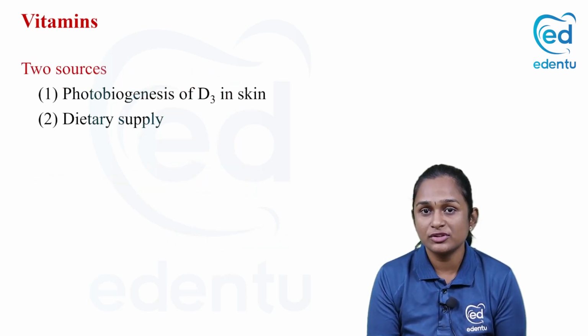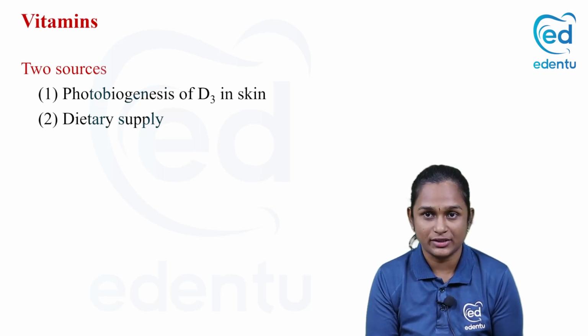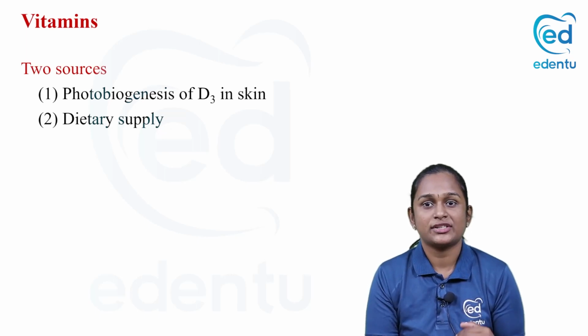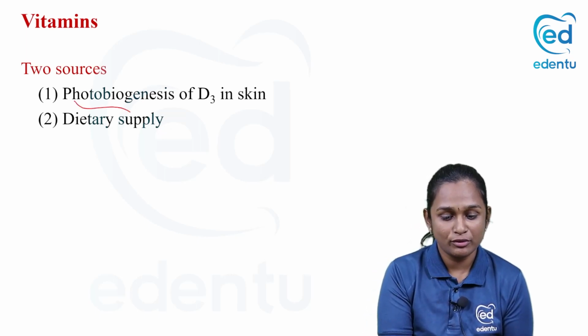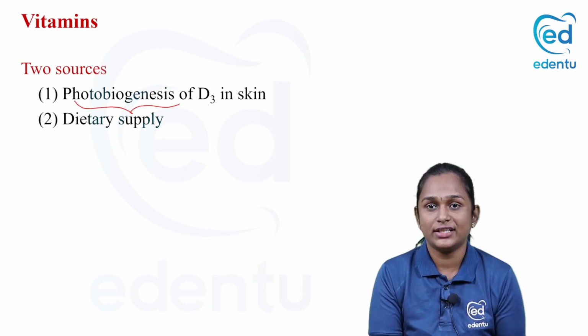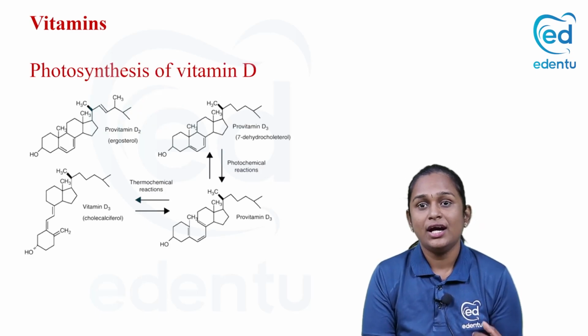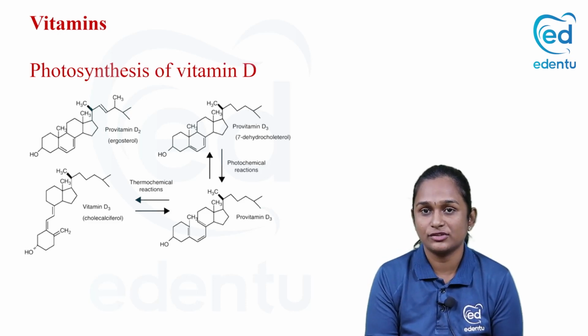So what are the sources of vitamin D? One, it can be synthesized in our body. How? When we are exposed to light, vitamin D can be synthesized in our body. So it is photobiogenesis of D3 in skin. The other one is dietary sources. So we will see how vitamin D can be synthesized in our body. It is photosynthesis of vitamin D.